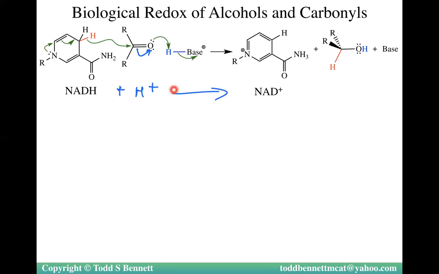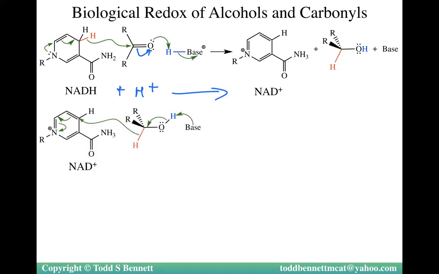It is completely reversible. So that's why I'm going to call it redox between alcohols and carbonyls. Alcohols could be oxidized up to a carbonyl using NAD plus. Ketones or aldehydes, carbonyls, can be reduced using NADH down to alcohols. Happens with high frequency. We do a lot of conversion.